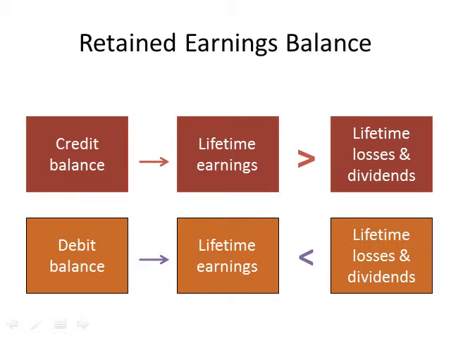A credit balance in retained earnings is normal, indicating that the corporation's lifetime earnings exceed lifetime losses and dividends. A debit balance in retained earnings arises when a corporation's lifetime losses and dividends exceed lifetime earnings. Called a deficit, this amount is subtracted to determine total stockholders' equity.